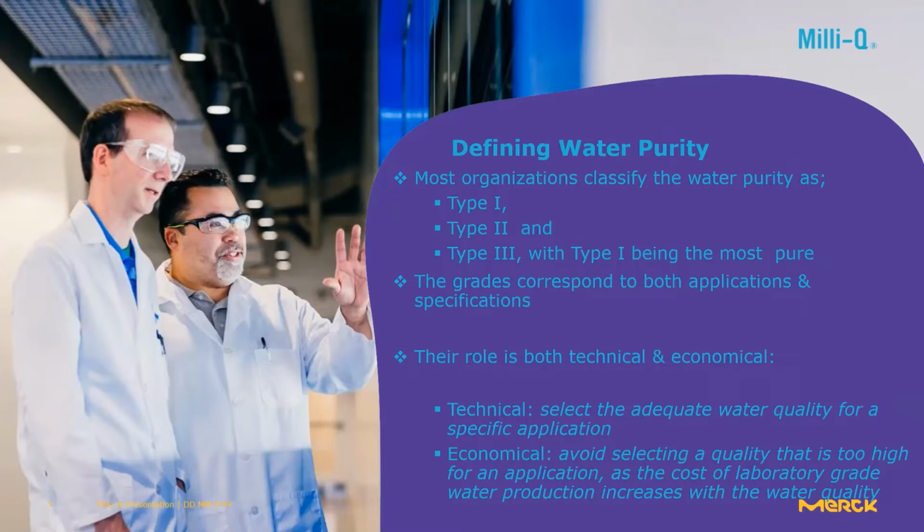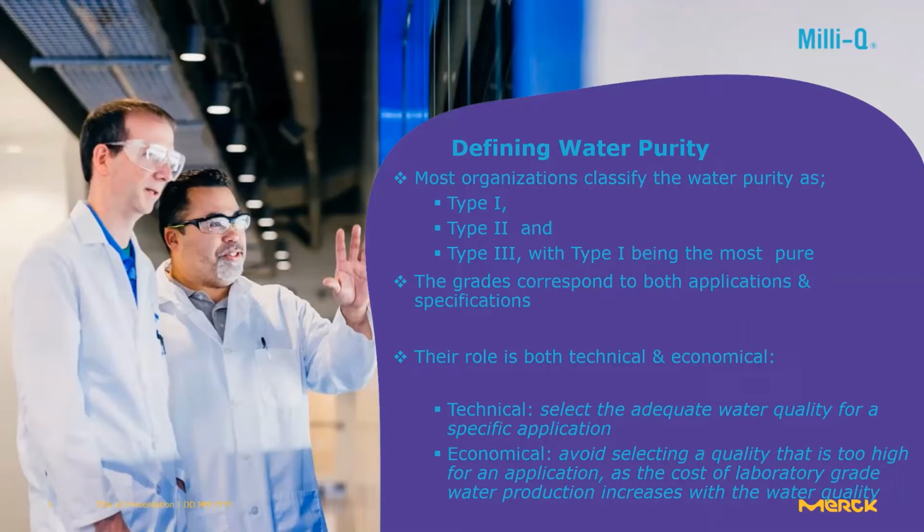For the pharmaceutical sectors, we have the pharmacopoeia. So we have the USP, the British pharmacopoeia, the Chinese pharmacopoeia, the Japanese pharmacopoeia. Basically, we have various organizations that define the specifications based on water purity. Most of these organizations will classify water purity as either type 1, type 2, or type 3. Of course, type 1 is the most pure, for critical applications, and type 3 is for non-critical applications.